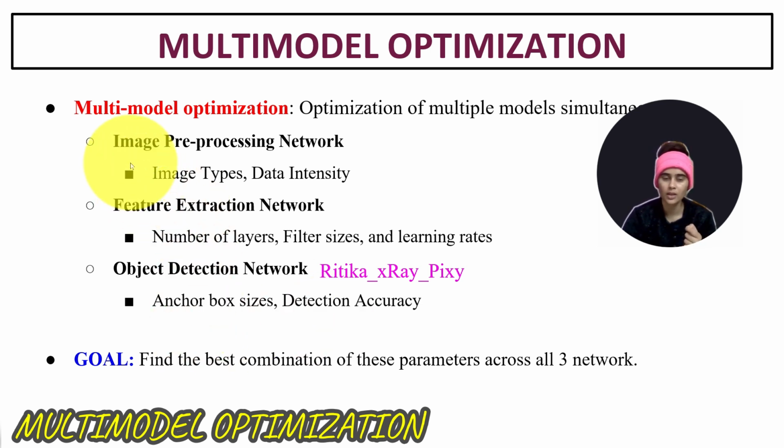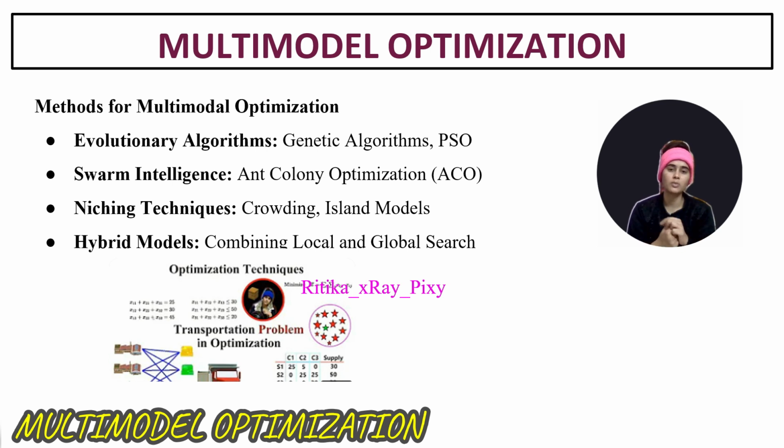Parameters you can see here. For the image preprocessing network, we have image types, data intensity. In the feature extraction network, we have number of layers, filter size, learning rate. In the object detection network, we have anchor box sizes and detection accuracy. So we have to optimize all 3 networks simultaneously in order to find out the best object detection accuracy. And you can see here different methods that we can use to solve these problems. It involves evolutionary algorithms, swarm intelligence, or we can use hybrid models that we discussed in part 1.